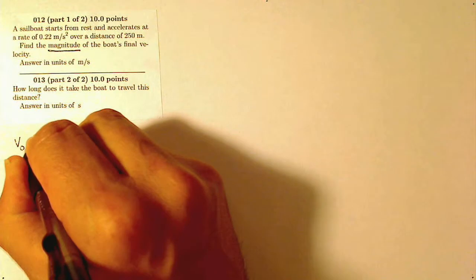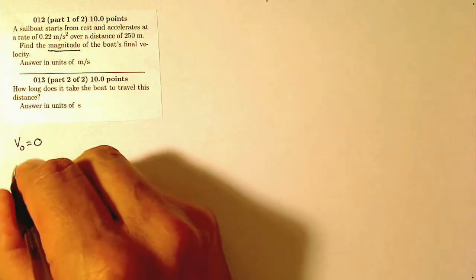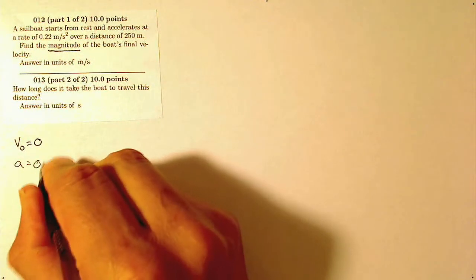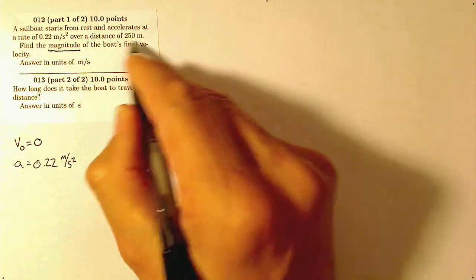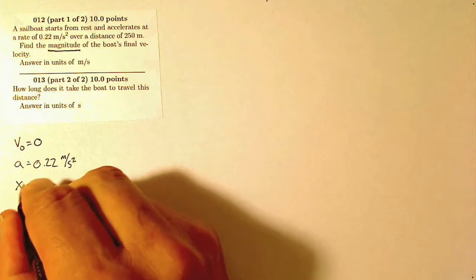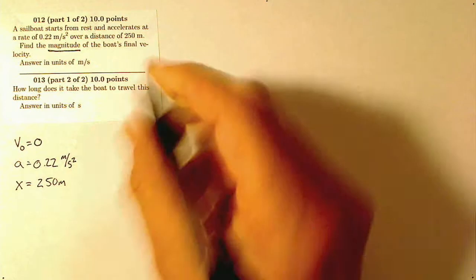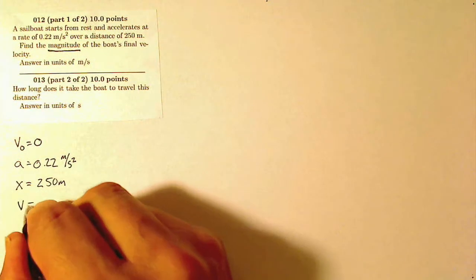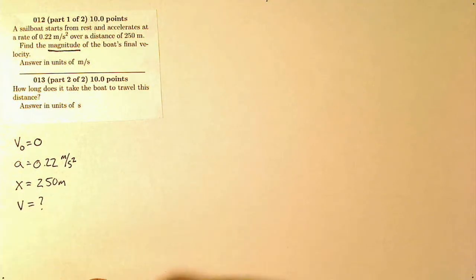That tells me that my initial velocity is 0 meters per second, starts from rest. Accelerates at a rate of 0.22 meters per second squared. My acceleration is 0.22 meters per second squared over a distance of 250 meters. So my distance, or my displacement, is 250 meters. Find the magnitude of the boat's final velocity. So what I'm looking for is my final velocity, and if it's negative, I would turn it into a positive.